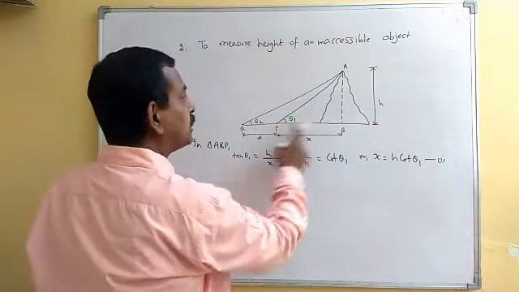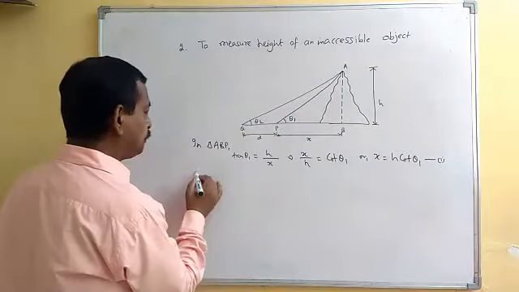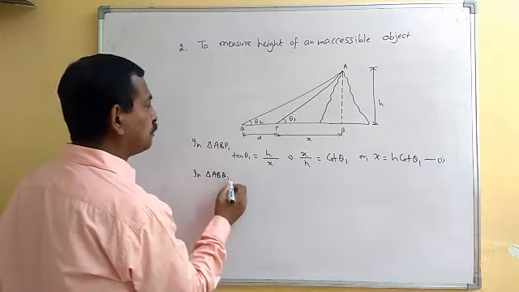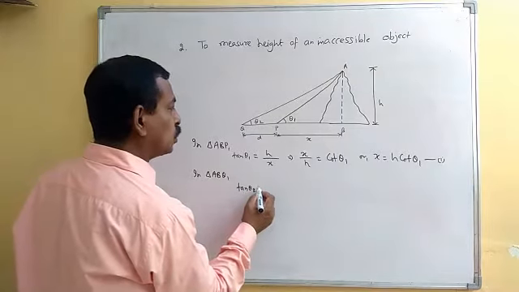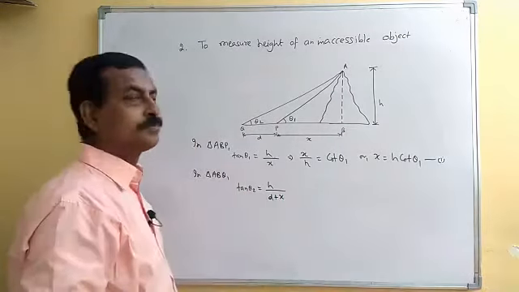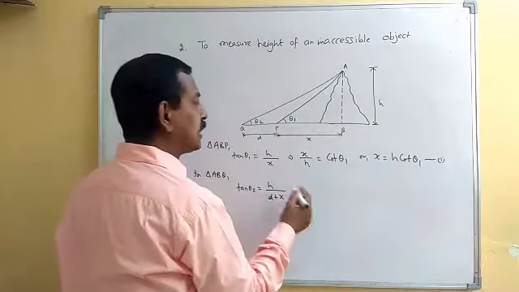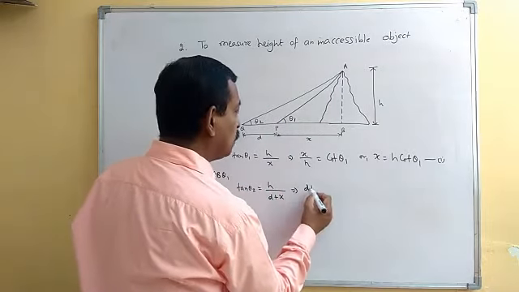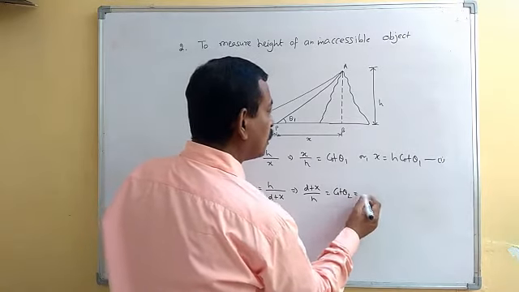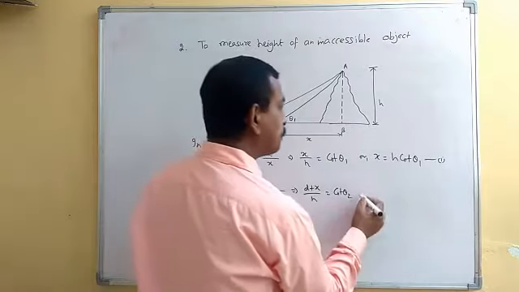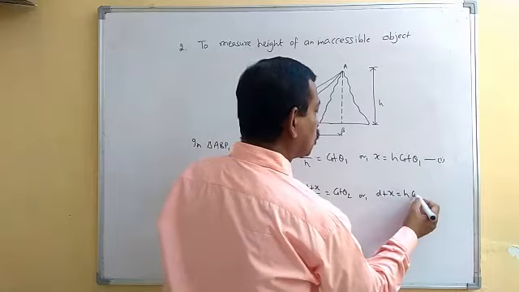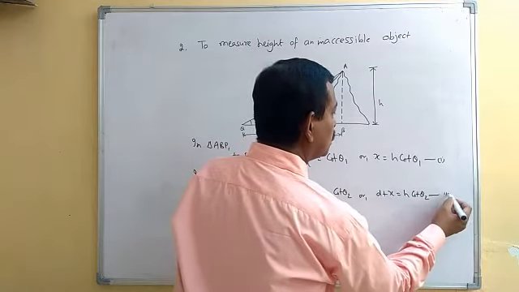And if now we take the triangle ABQ, so in triangle ABQ, tan θ2 is h by d plus x. So this is your d plus x by h cot θ2, or d plus x equals h cot θ2. This is the second one.